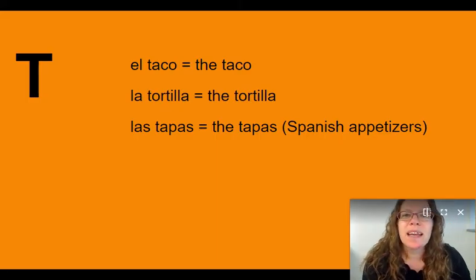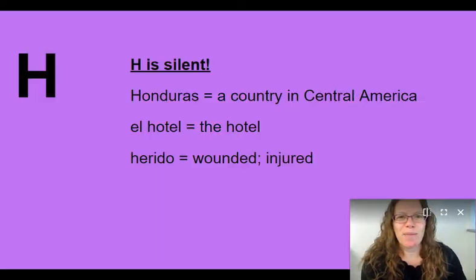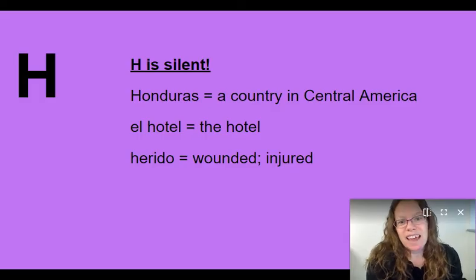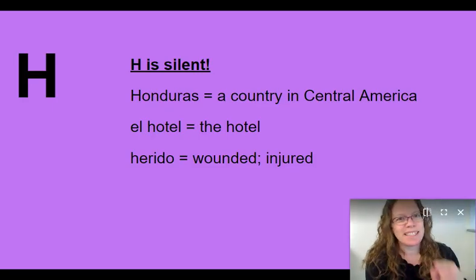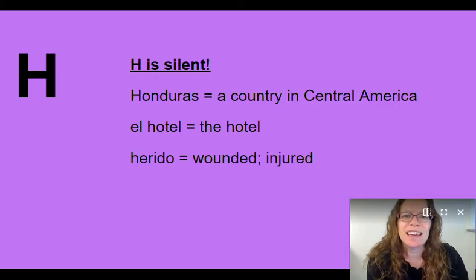So please repeat. Taco, tortilla, tapas. Good job. Okay, H is silent in Spanish, and just don't pronounce it. Pretend like the word starts with the vowel instead. So please repeat. Honduras. And remember the D. So Honduras has an H, but it also has a D in it. So don't forget to pronounce your D correctly. Honduras. Hotel. That one has a T. Hotel.